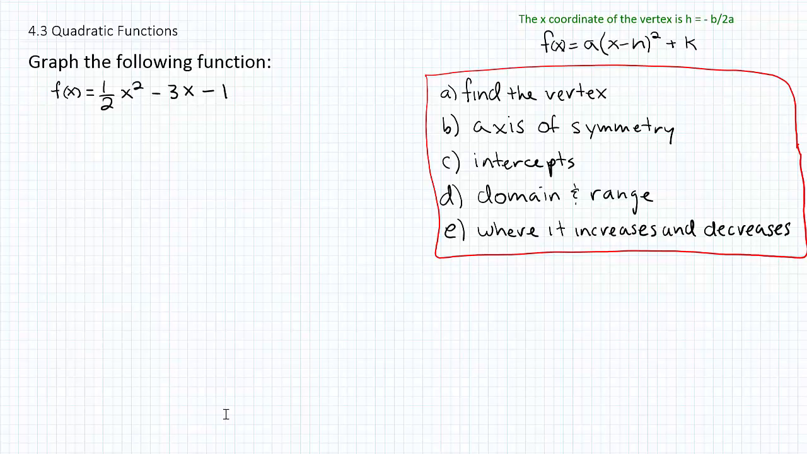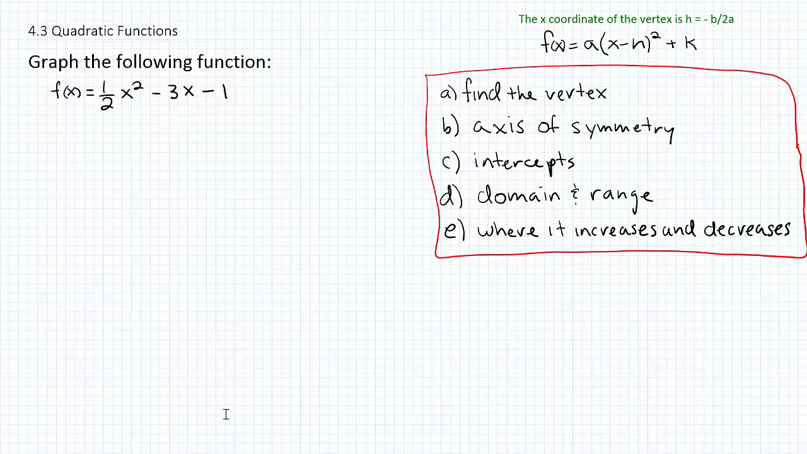Graph the following function. All right, so we have this function f of x is equal to 1/2 x squared minus 3x minus 1. And they ask us to actually do 5 things, right? Find the vertex, the axis of symmetry, the intercepts, domain and range, and then where the function is increasing and decreasing.